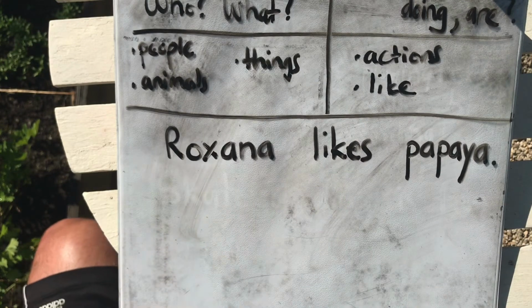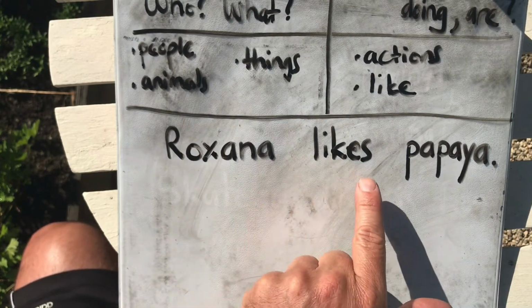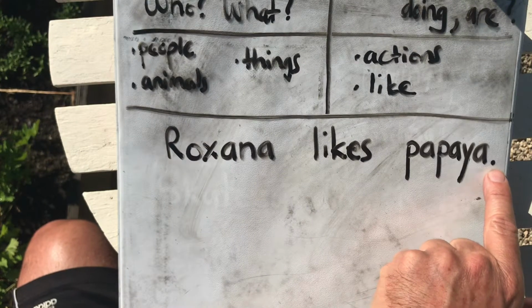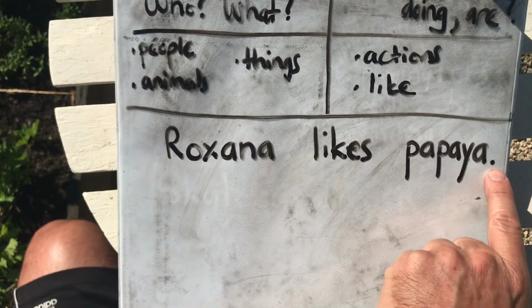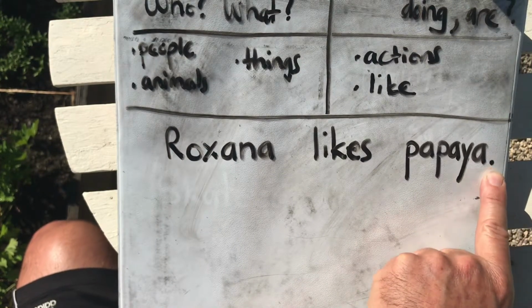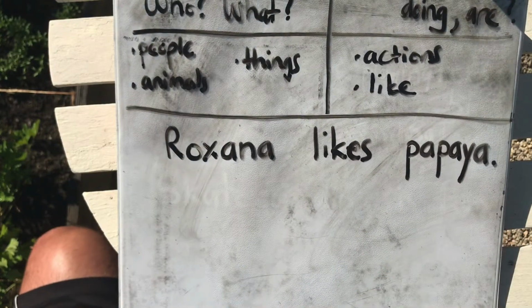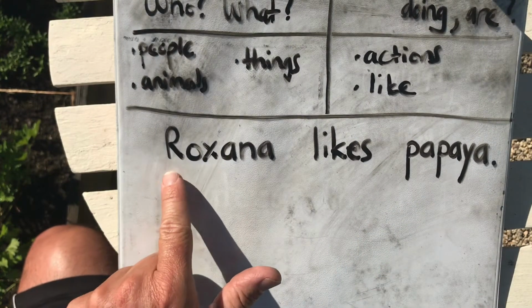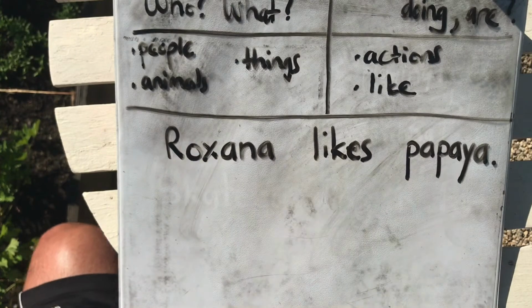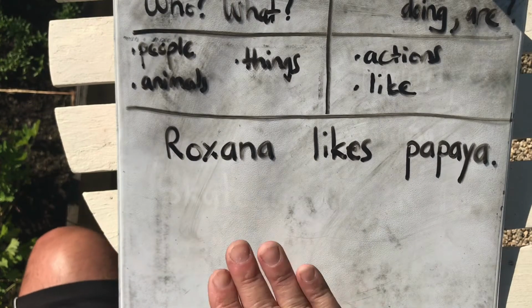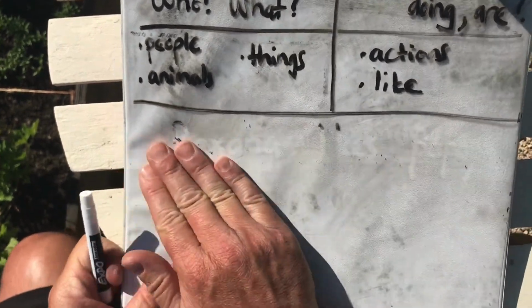Okay. Last thing I'm going to do is make sure that I ended with some punctuation. In this case, a period. So do I have a period at the end of my sentence? Yep, you guys see it right here. Okay, so the last thing I do, I'm going to read it one last time. Roxana likes papaya. Okay.